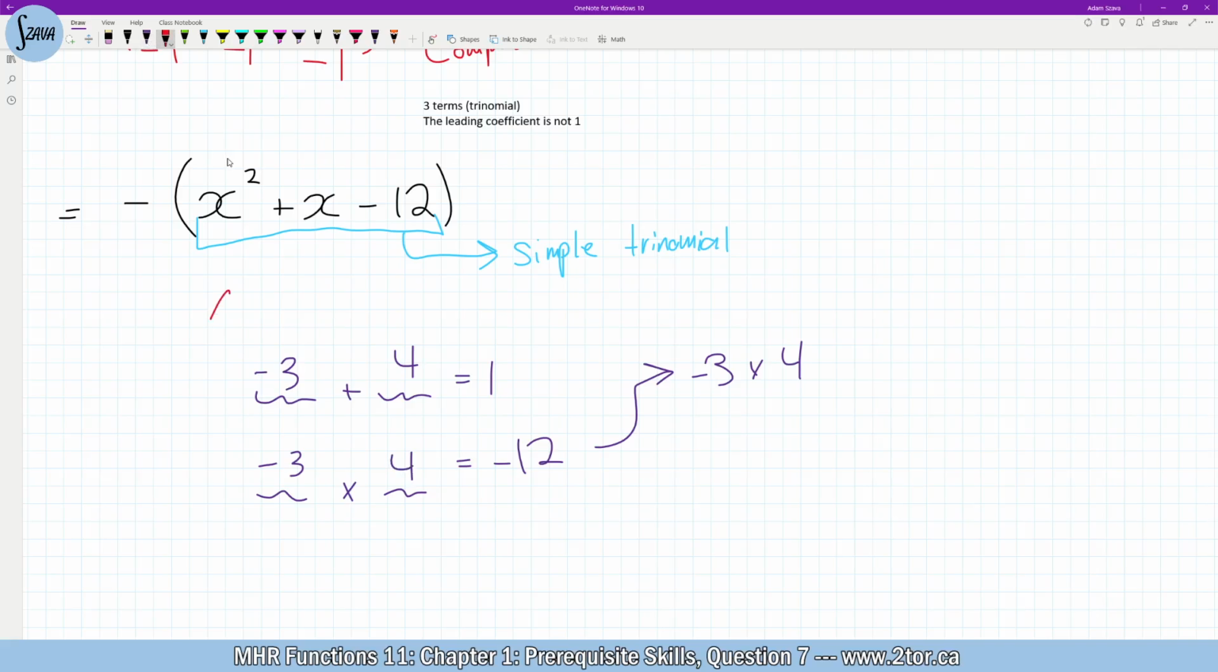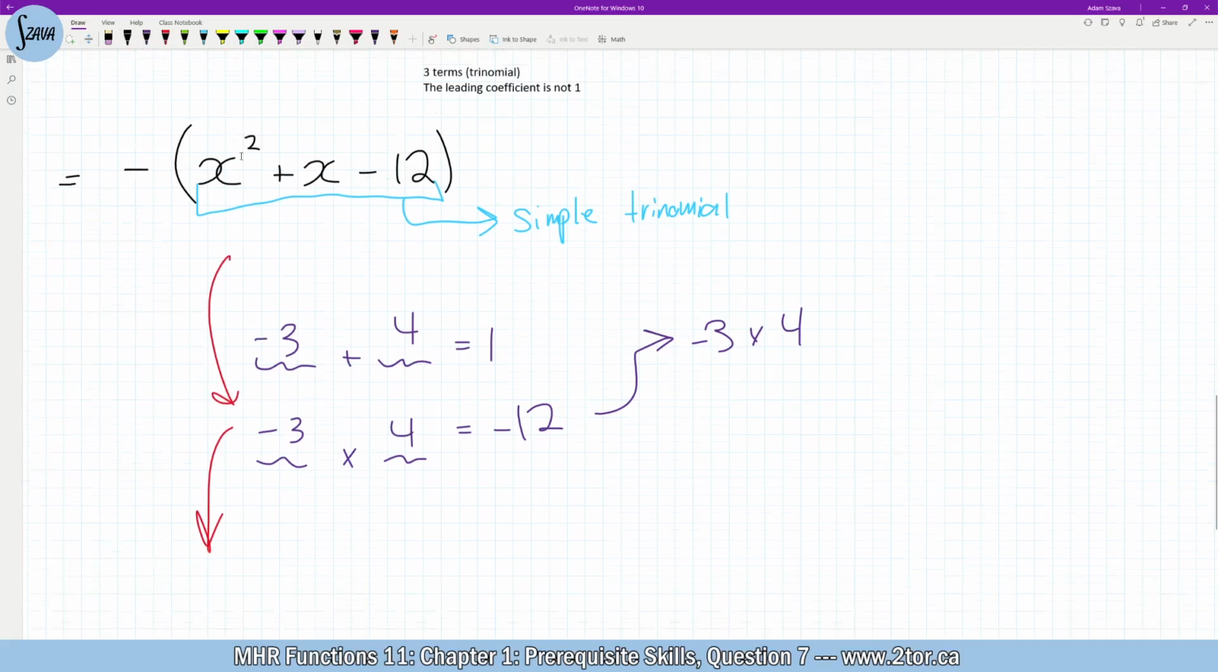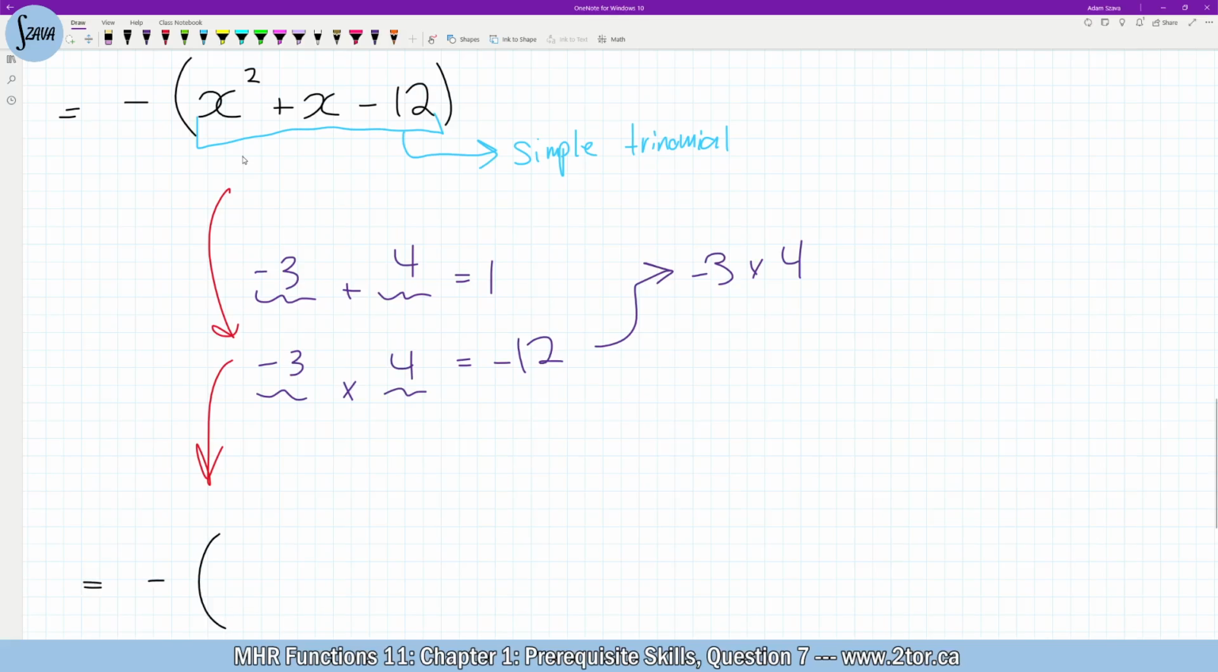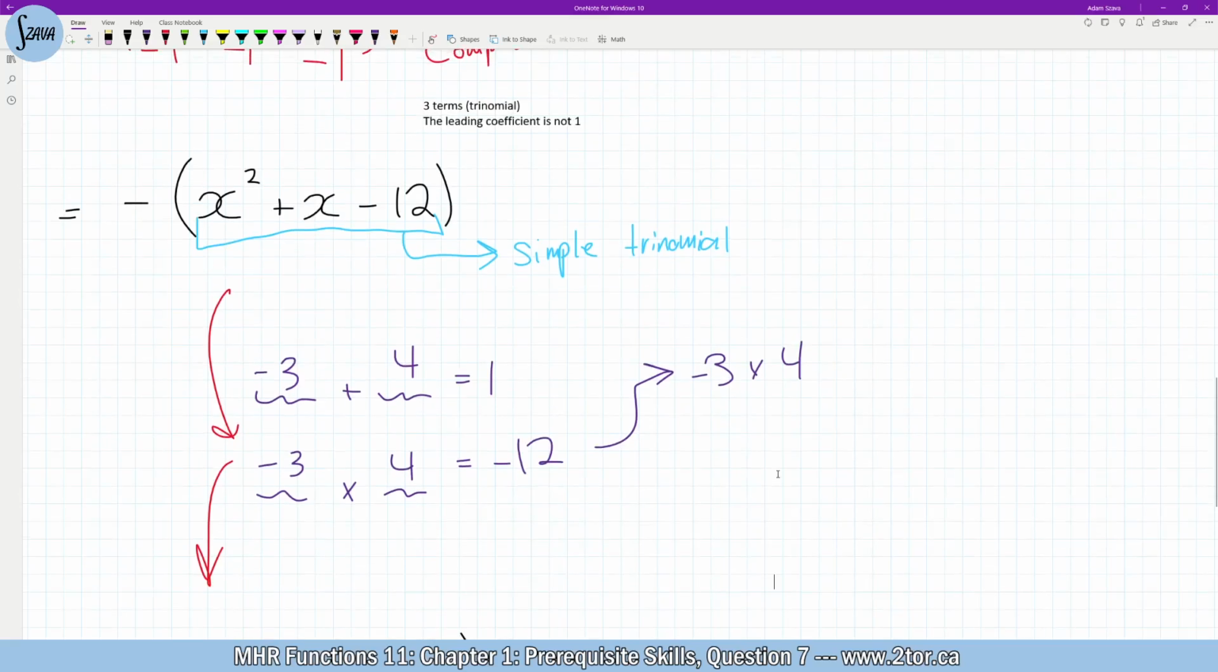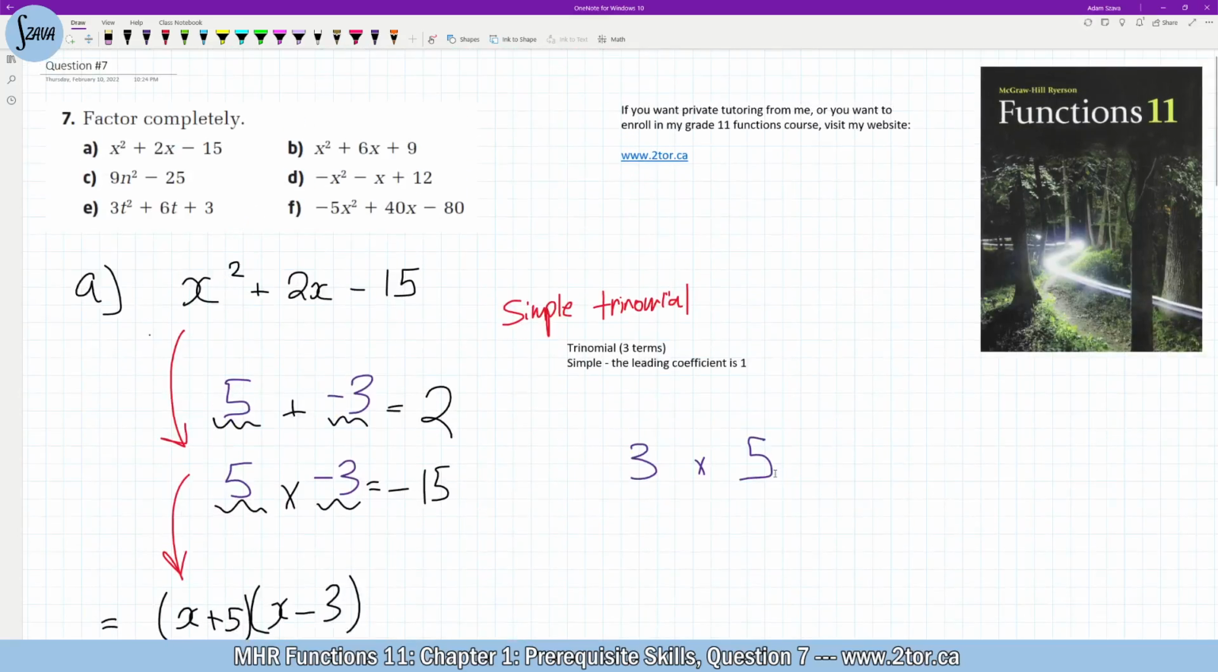And once again, I can use this information, remembering that we have a negative in the front. Then inside the bracket, I would have x minus 3, x plus 4. And at this point, we're done. Remember, there's a negative in the front. That negative didn't go anywhere. But at this point, we are done. Okay, that's part D.